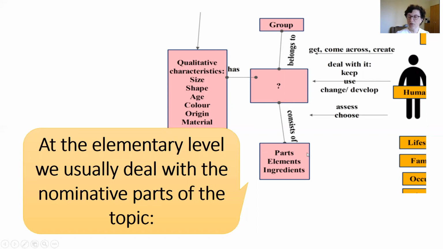Here we usually deal with the nominative parts of the topic. Here we usually name. If we talk about hobbies, we name what hobbies we like, what kind of hobby it is, how often we do this hobby. So all these are elementary phrases.